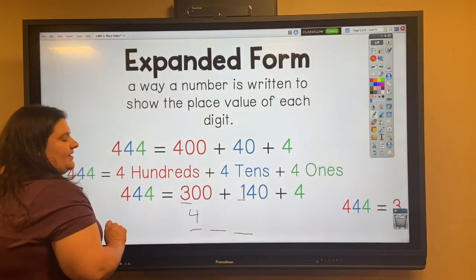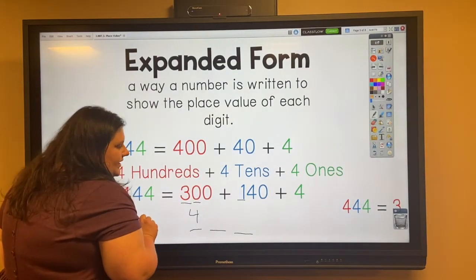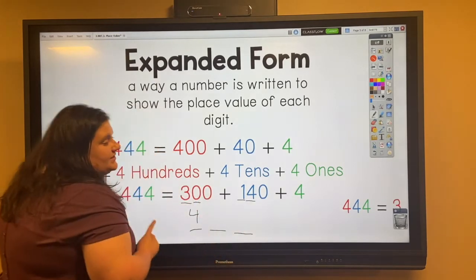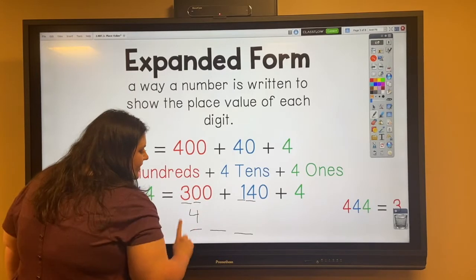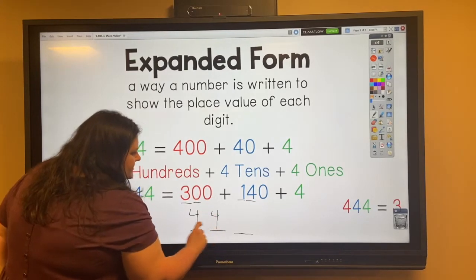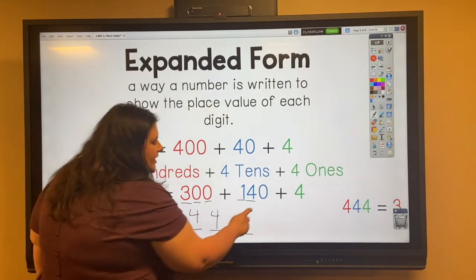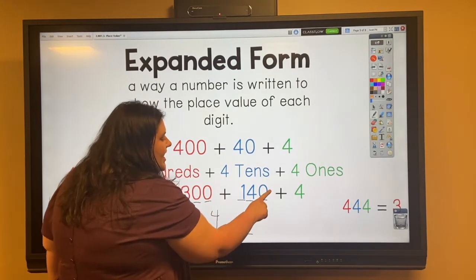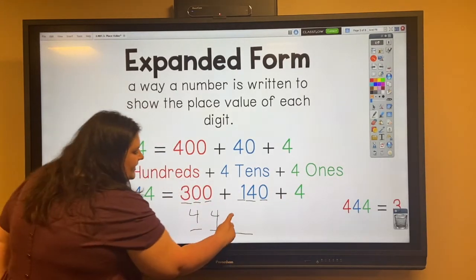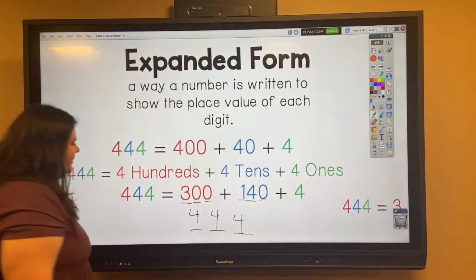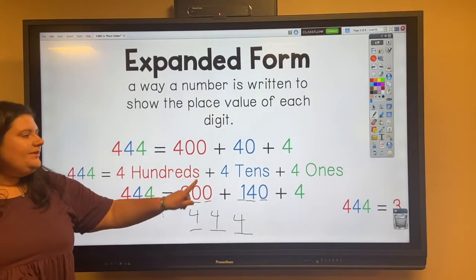All right, let's add up my tens now. I have 0 tens and 300, 4 tens and 140, and 0 tens and 4 ones. So that's 4. And then I have 0 ones and 300, 0 ones and 140, and then I only have 4 ones right here. So 444 is the same as 300 plus 140 plus 4.